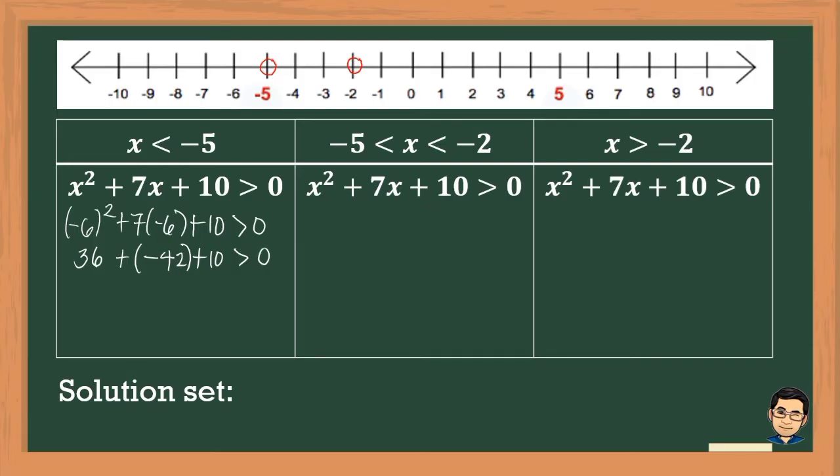And then, we combine like terms. So, 36 plus 10, that is 46. Plus -42 is greater than 0. 46 plus -42, that is 4, is greater than 0. As you can see, 4 is greater than 0, so true po yan. Next, so ano naman ang kukunin natin na value between -5 and -2? So kunin natin yung -3.